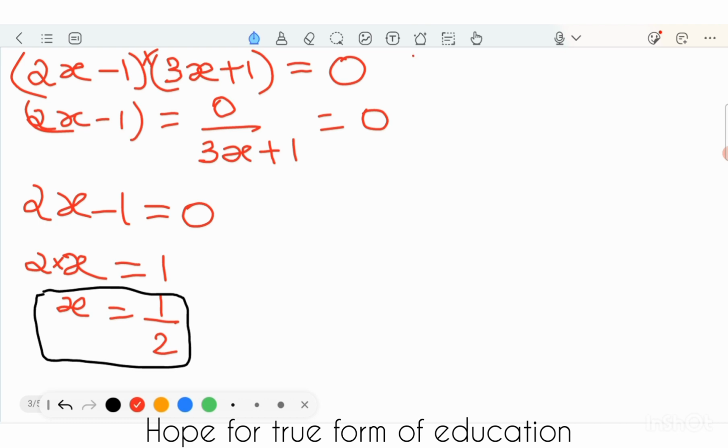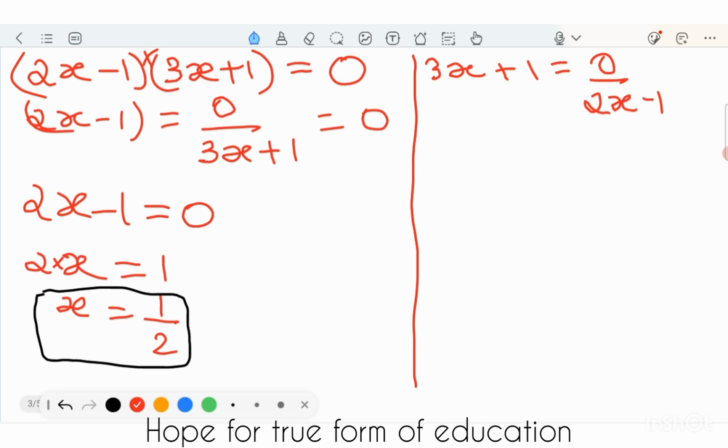The problem did not complete here, dears. 5% more is left, 95% got completed, okay. So in the same way, we have sent 3x plus 1 to the right hand side. We can even send 2x minus 1. It is also in multiplication state, right? So 3x plus 1 is equal to 0 by 2x minus 1. Yes or no? So 3x plus 1 is equal to 0 now.